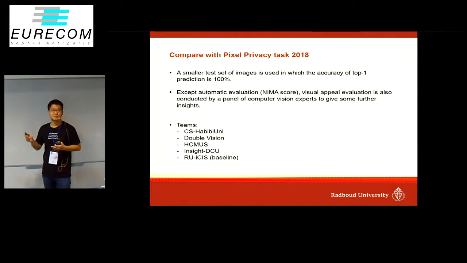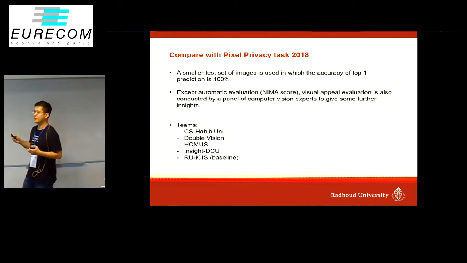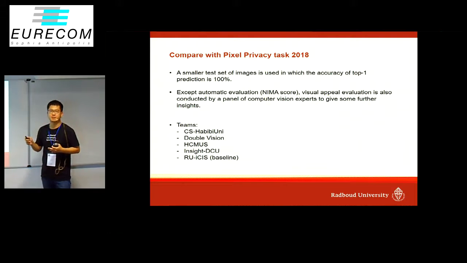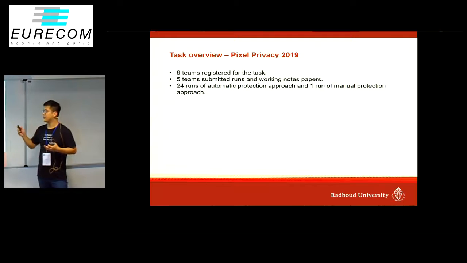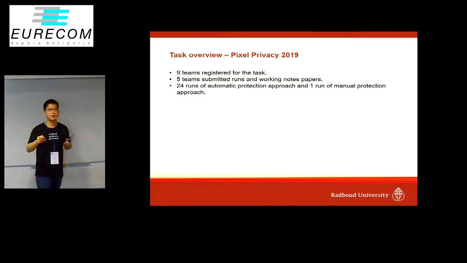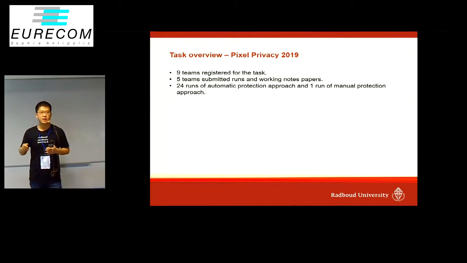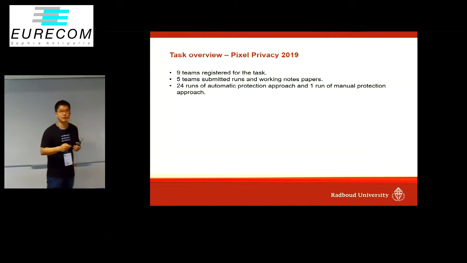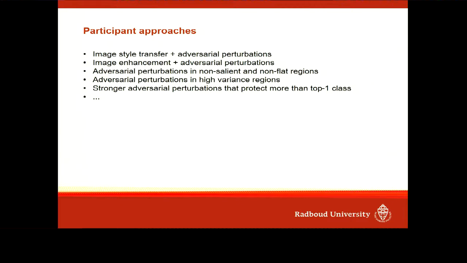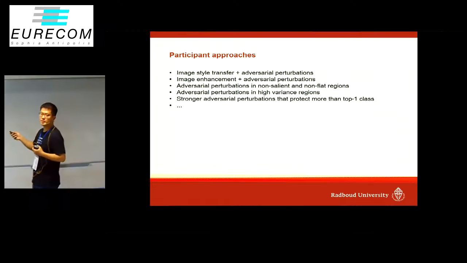And another big difference is we got more teams this year. In detail, we have 9 teams registered, and 5 teams submitted their working notes papers and submissions. So finally, we got 24 runs for automatic algorithm and 1 run for manual protection. And these are the participant approaches.